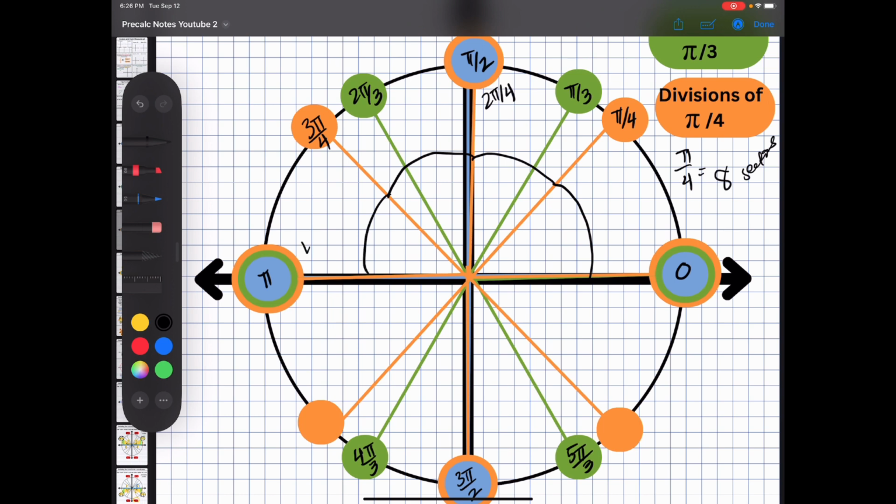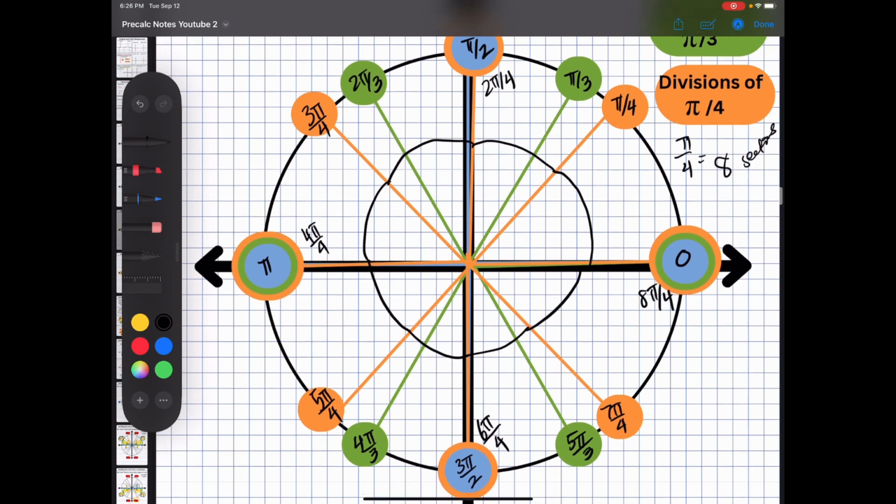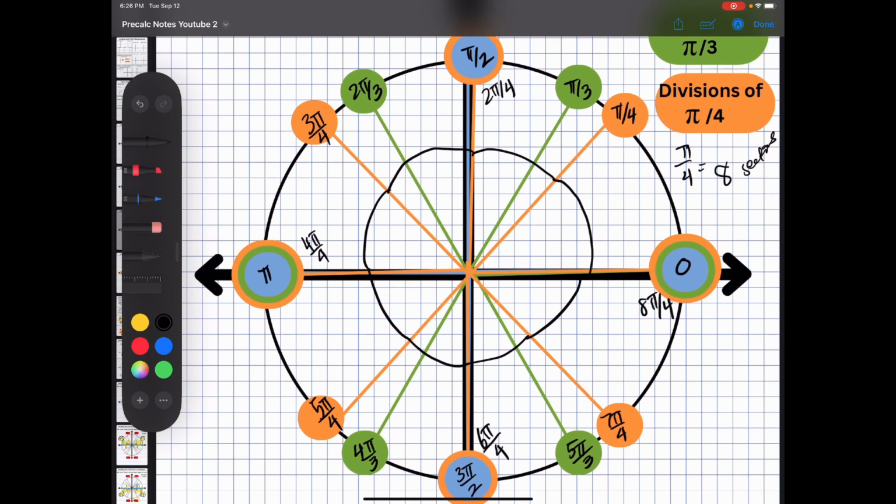Then I have 4 pi over 4, 5 pi over 4, 6 pi over 4, 7 pi over 4, and 8 pi over 4. And let's see what we can simplify. Well, if you start to notice, these kind of like bubbles that were empty usually cannot be simplified. And the ones that are already full, simplified to the value inside.